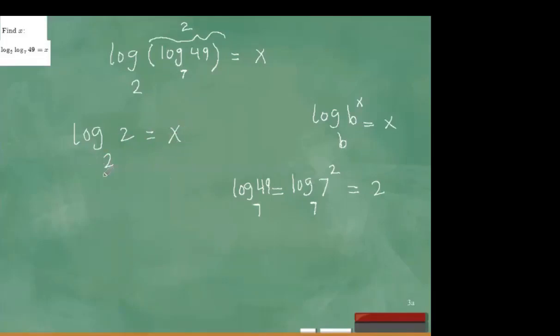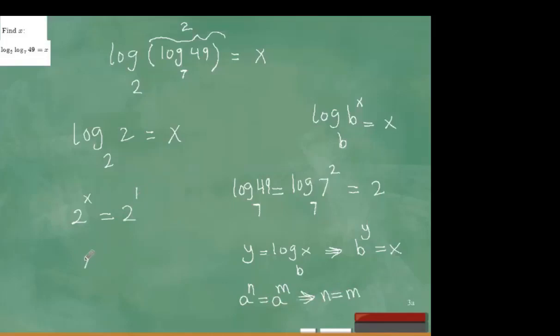In order to solve for this, I can write this as its exponential function. If you remember, if I have y is equal to log of x with the base b, I can write this as b to the power of y is equal to x. So I'm going to write this as its exponential function. So this would be 2 to the power of x is equal to the argument being 2. The bases are already the same. If I have a to the power of n is equal to a to the power of m, I can conclude from here that n must be equal to m. So therefore, x must be equal to just 1 here.